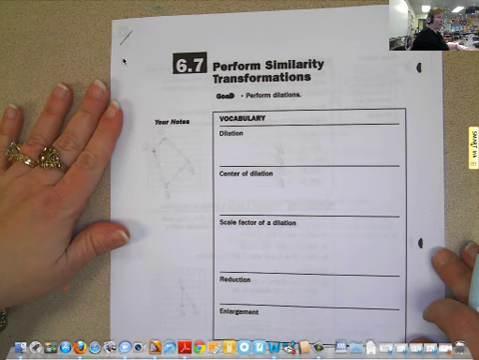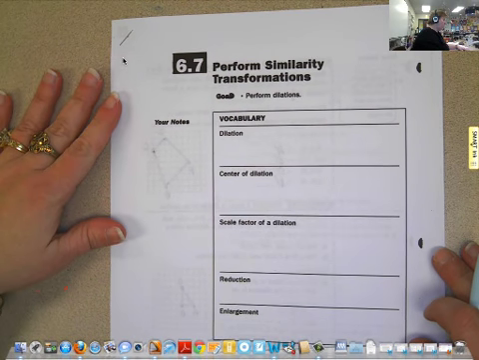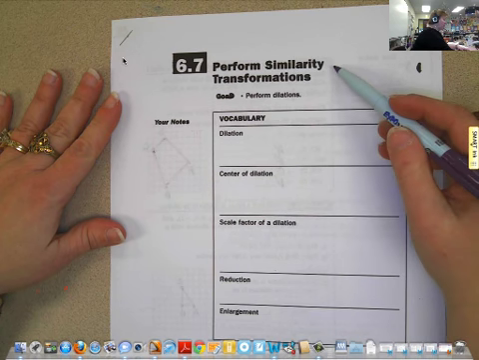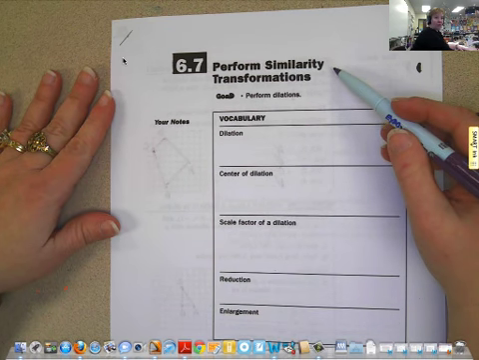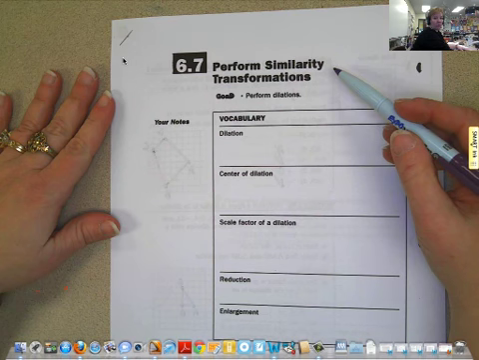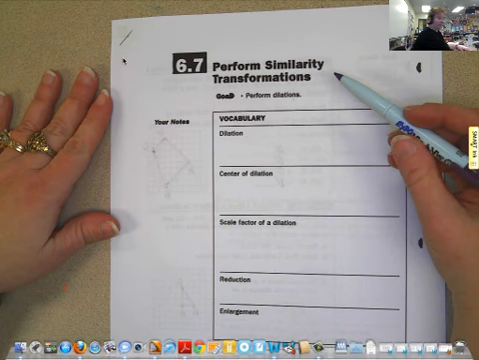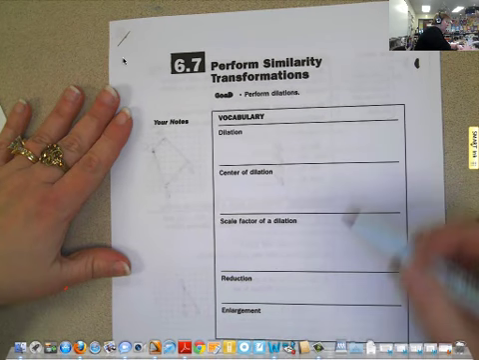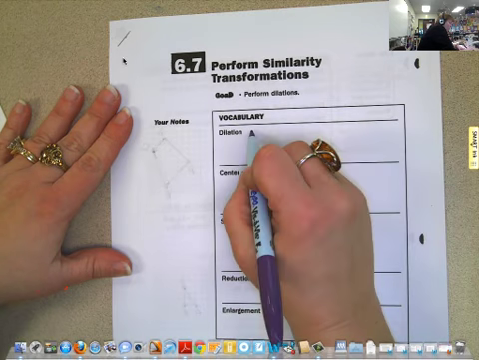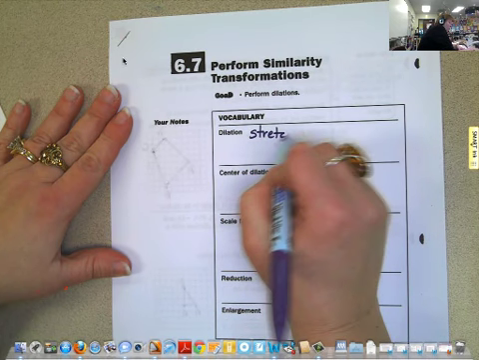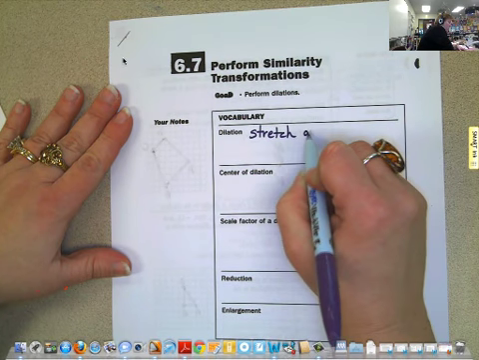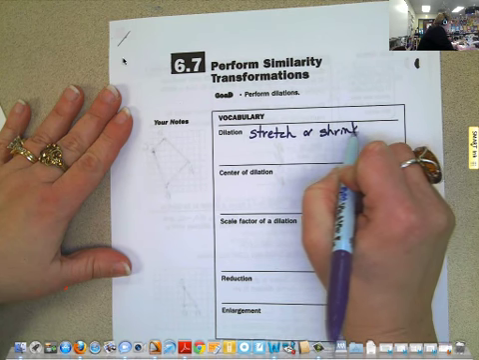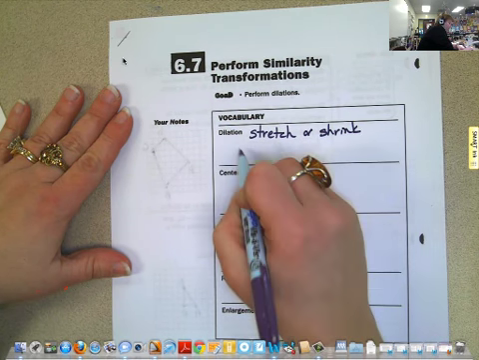Okay, so we are working on 6.7. We're going to deal with a similarity transformation. We've spent some time on congruent transformations with reflections, rotations, and translations. And now we're going to work with dilations. So a dilation is a transformation that will stretch or shrink to create a similar figure.